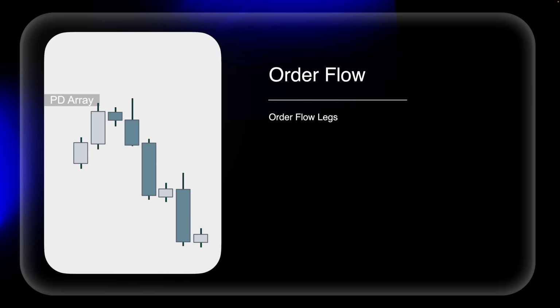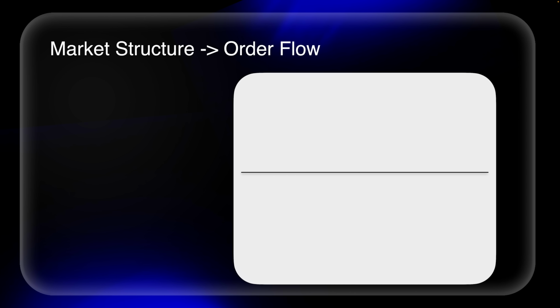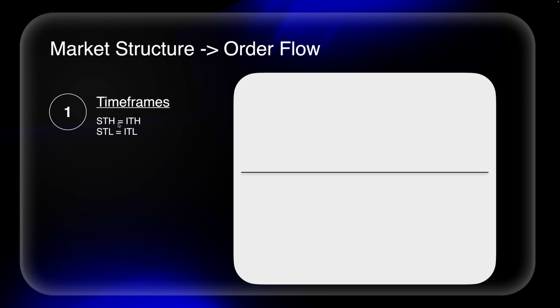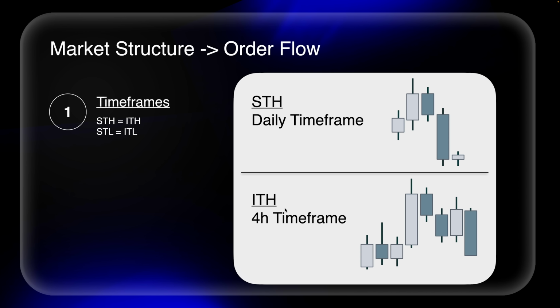Now, before we go into examples on the chart, we first need to understand a concept that we have gone over before in this series, and that is that market structure is order flow, and that order flow is candle science. Remember that it just depends on what time frame you are looking at. So, time frames again: a short-term high is an intermediate-term high, and a short-term low is an intermediate-term low. So for example, right here on the daily time frame, we can have a short-term high and a short-term low right there, whilst on the 4-hour time frame, that could be an intermediate-term high and an intermediate-term low.